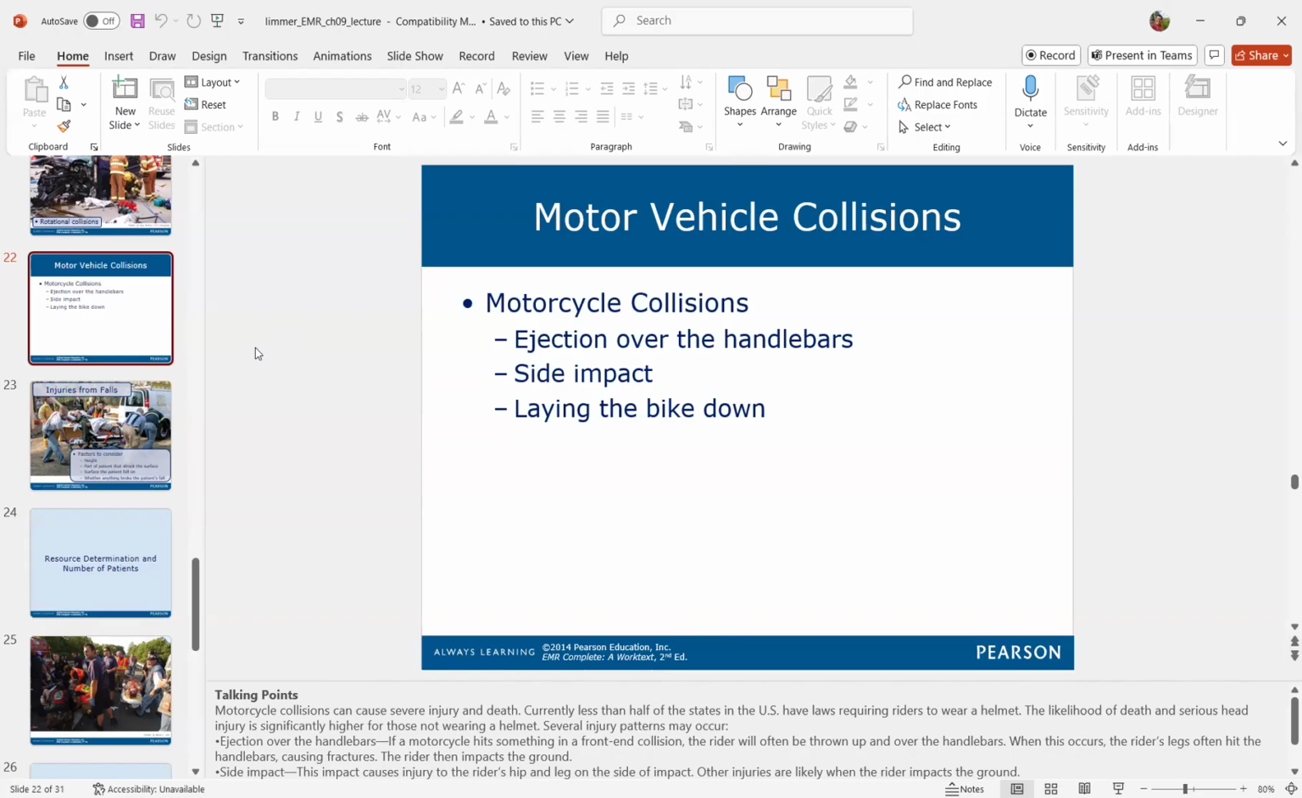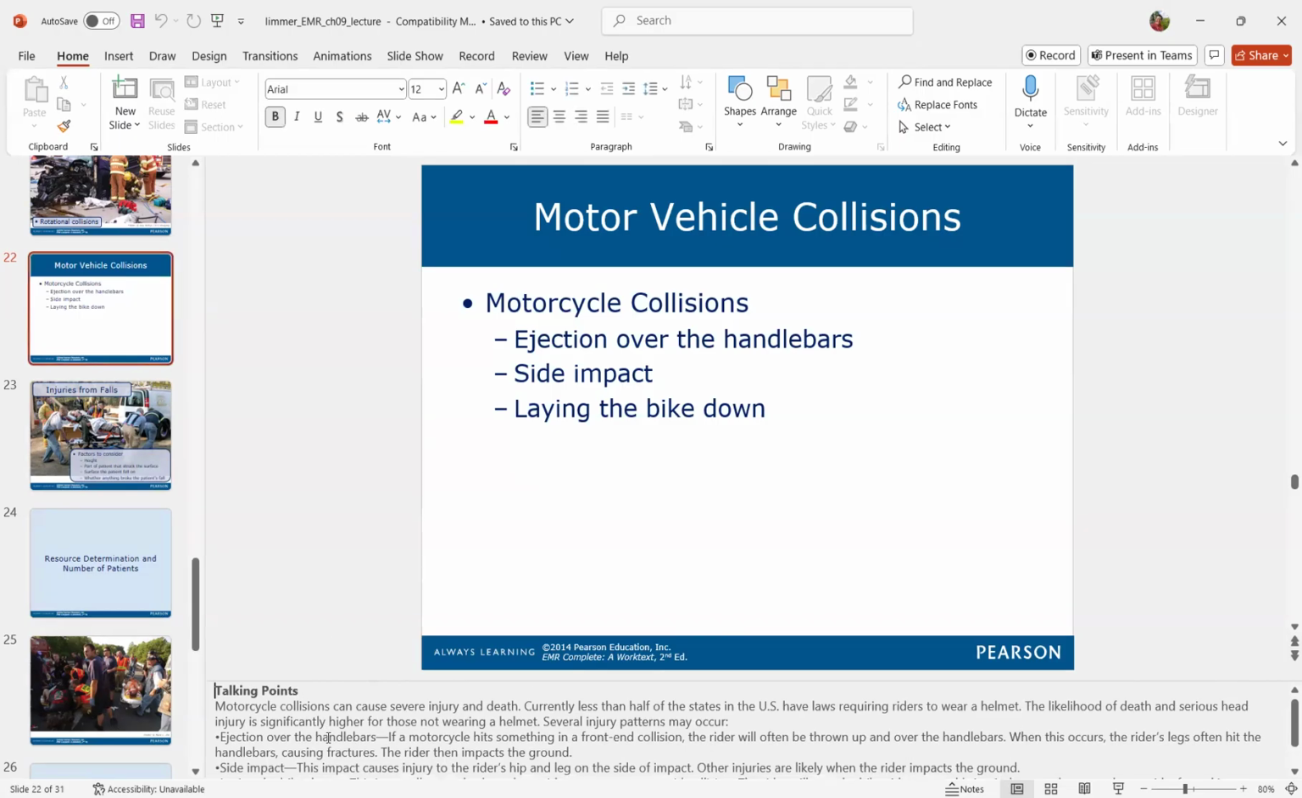We have ejection over the handlebars. If a motorcycle hits something in a front end collision, the rider will often be thrown up and over the handlebars when this occurs. The rider's legs often hit the handlebars, causing fractures, and the rider then impacts the ground, causing other injuries.